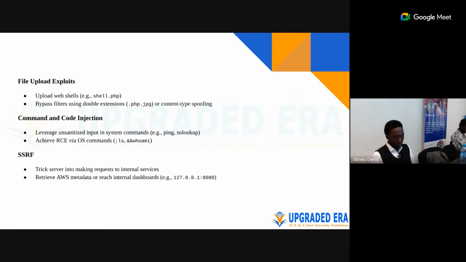So on one extreme, you can forge requests on behalf of clients. On the other extreme, you can forge requests on behalf of the server itself. That way, you can gain access to internal resources and sensitive files, and whatever the case is, by just redirecting the server or making the server perform arbitrary requests. And this can be used to retrieve AWS metadata or even reach internal dashboards, for example, localhost on port 8080.